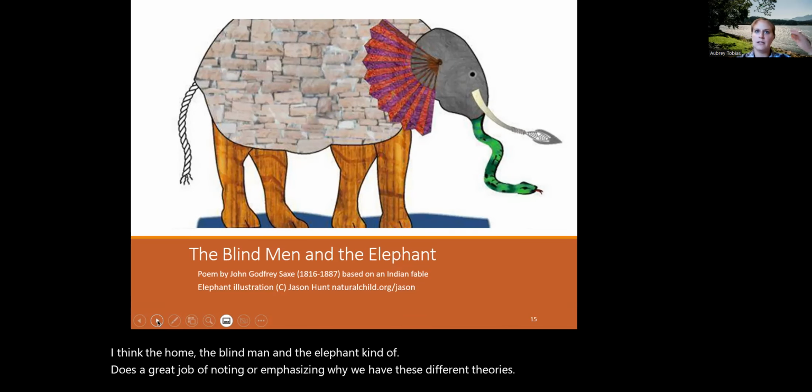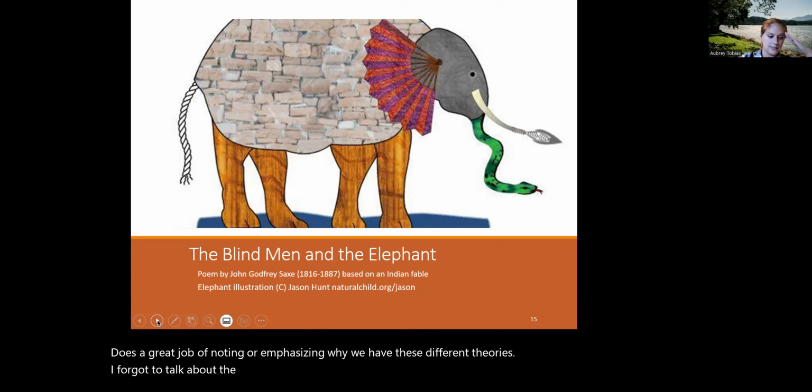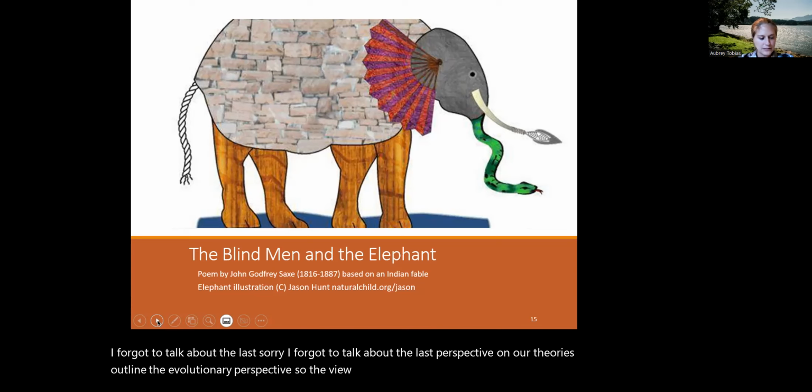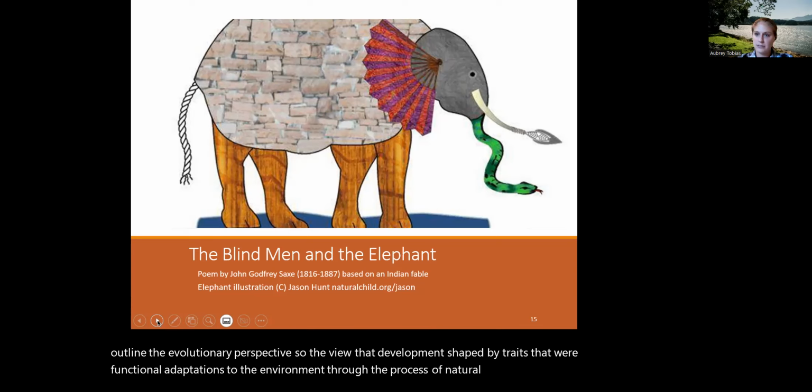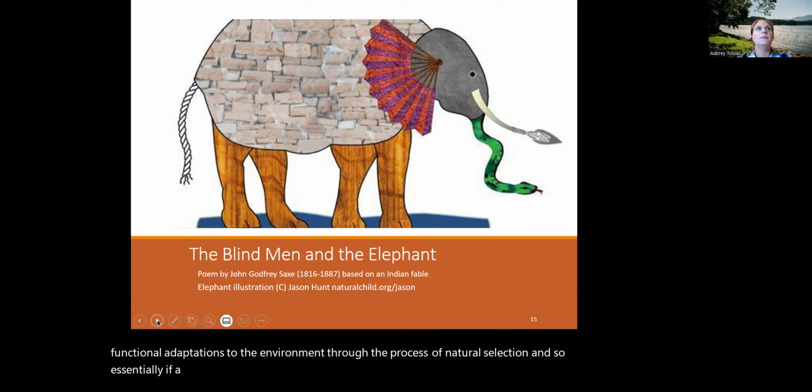Oh, I forgot to talk about the last perspective on our theories outline, the evolutionary perspective. So the view that development is shaped by traits that were functional adaptations to the environment through the process of natural selection. Essentially, if a trait gives you a survival advantage, a reproductive advantage, it's more likely to get passed on to the next generation.